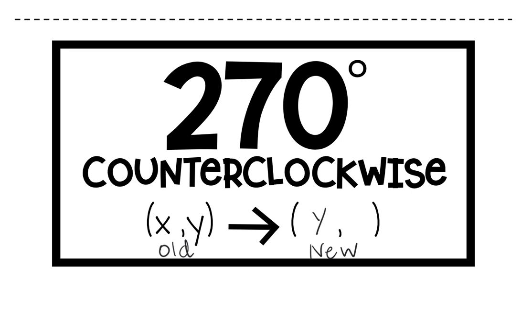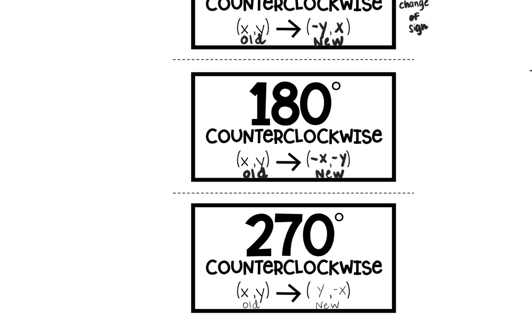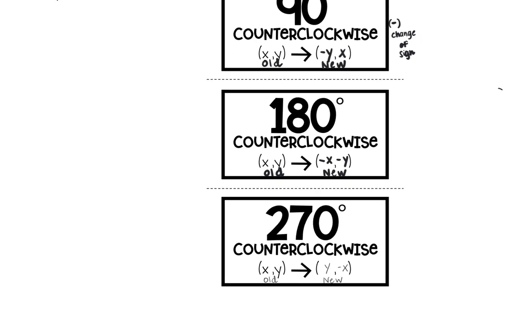So how is it going to look? Y is going to go first and then negative X. Okay, so it looks very similar to the 90-degree rotation, but look at it carefully. The negative is in another place for each one. So just be careful with that. They look very similar, the rules, but they are not. We're going to practice these rules inside of your foldable.